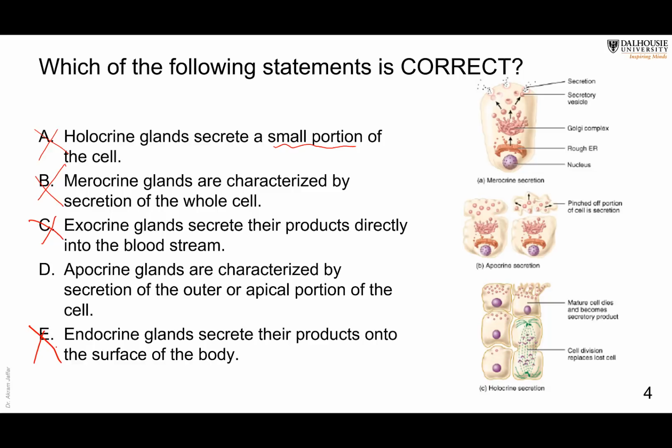The apocrine glands accumulate the secretory product on the upper surface of the cell, which then pinches off. But the remaining part of the cell can repair itself. The mammary gland is an example of an apocrine gland. So this is correct.